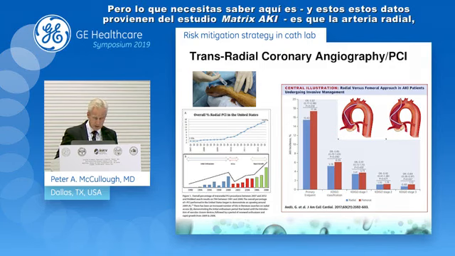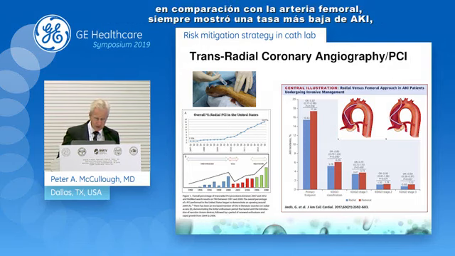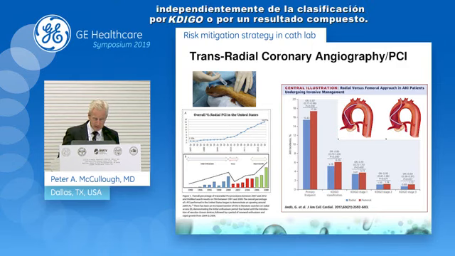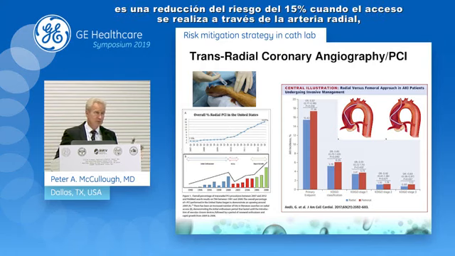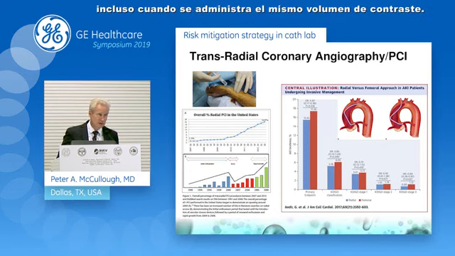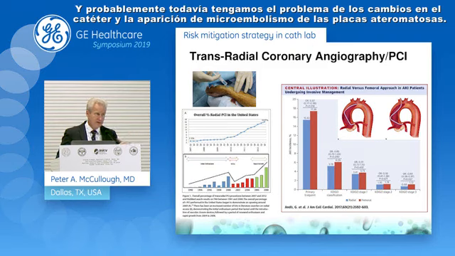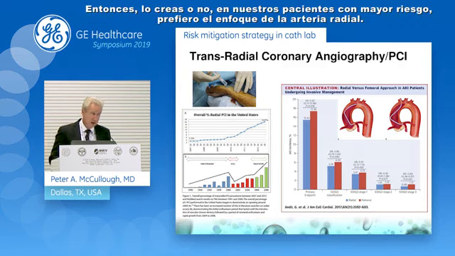But what you need to know here is, and these data come from the MATRIX AKI study, is that radial artery compared to femoral artery has always shown a lower rate of acute kidney injury, no matter how it's classified by KDIGO stages or by a composite endpoint. Now, the risk reductions aren't huge, but in general, it's about a 15% risk reduction when a radial artery cath is done, even if the same contrast volume is administered. And this is probably this issue of catheter exchanges and cholesterol microembolism feature. So believe it or not, our highest risk patients, I'd rather have a radial artery approach.